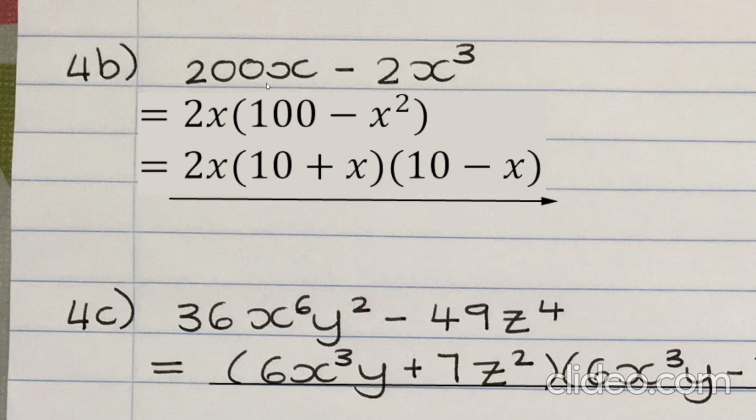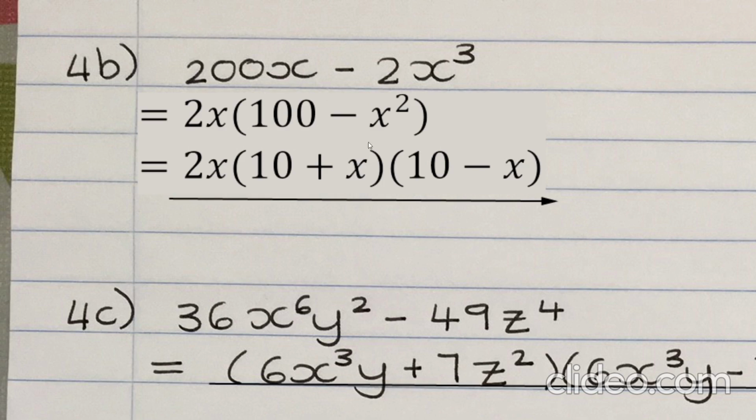So what I'm doing is I'm saying 200x divided by 2x. So the x's will cancel. 200 divided by 2 is 100. And then this part here, I'm also dividing by 2x. So 2 divided by 2 is 1. X cubed divided by x. One of the x's cancel, so I'm left with x squared.